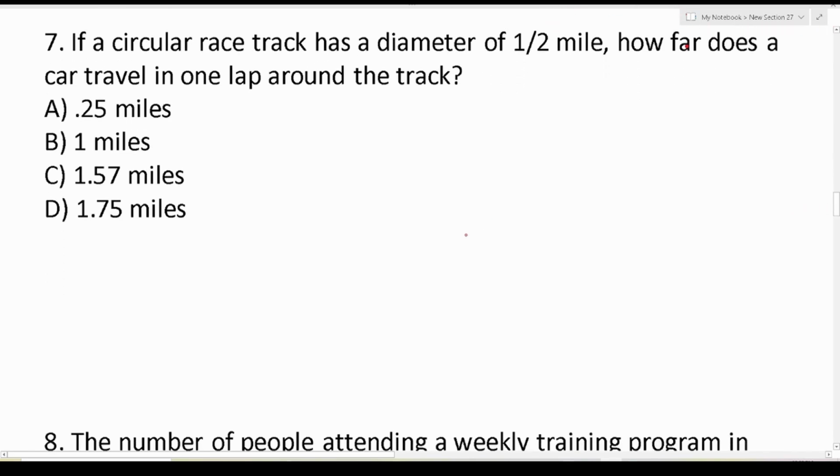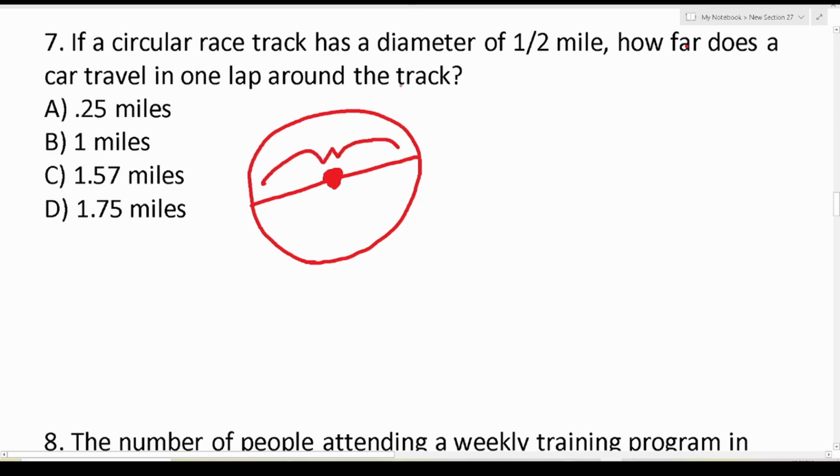All right, number 7 says, if a circular racetrack has a diameter of a 1/2 mile, how far does a car travel in 1 lap around the track? Okay, so now we're dealing with a circular racetrack that has a diameter of half a mile. And in case you forgot, diameter is defined as the distance from one edge of the circle to the other edge of the circle and through the center point of the circle. So that distance right here is the diameter, and according to the problem, it's half a mile.